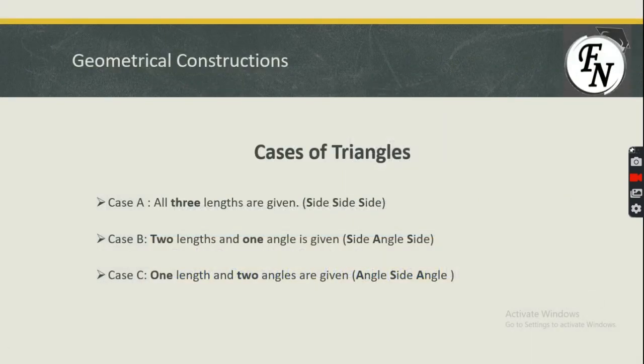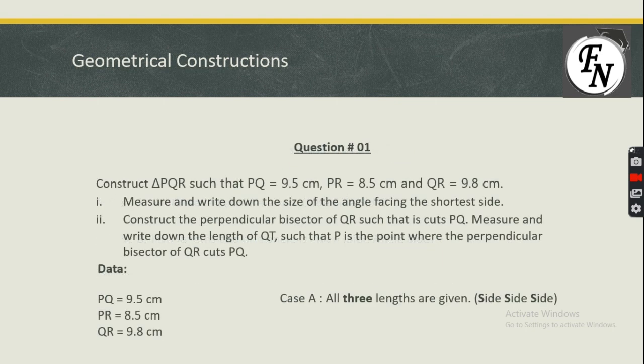So, recalling the properties, the cases, we are going with case A today. So, all three sides given. So, let's begin with the question. Here is question number 1, which is construct triangle PQR such that PQ is 9.5 centimeter, PR is 8.5 centimeter, and QR is 9.8 centimeters.